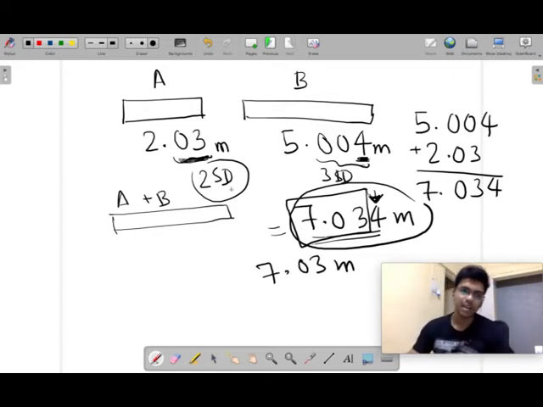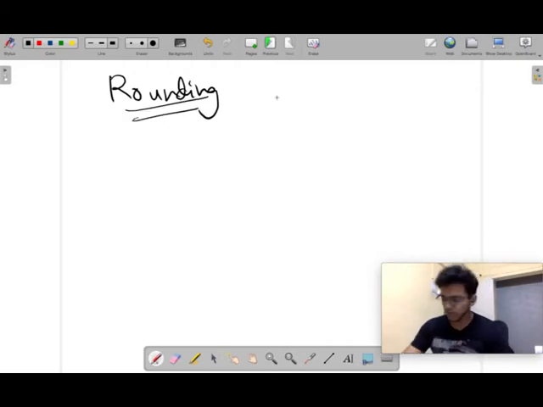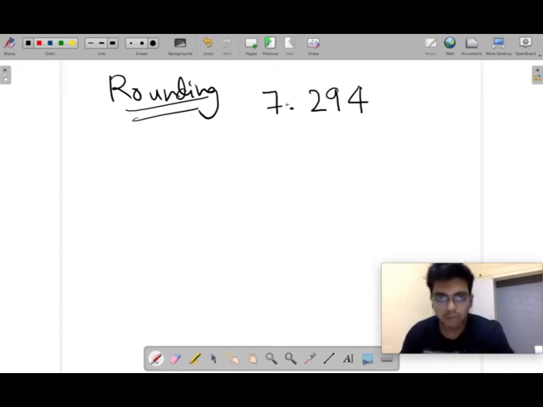Well, that brings me to another point, like how do you go about rounding? Now, I have rounded this number 7.034 to 7.03 because I was supposed to round it to 2 decimal places. So I've eliminated this 4, but there is a rule that you need to understand. There are some basic rules of rounding off. I'm going to go through that. Rounding digits. So if I give you any number, let's start with an example. I'll tell you 7.294.